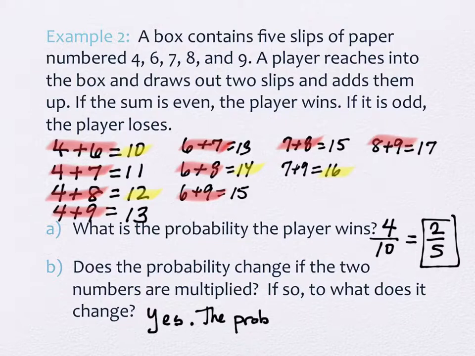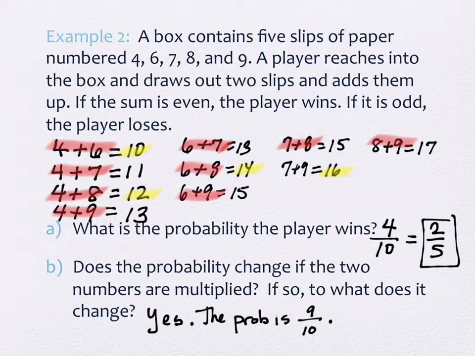You guys are talking quietly today. 9 out of 10. The probability is 9 out of 10. Does that make sense?